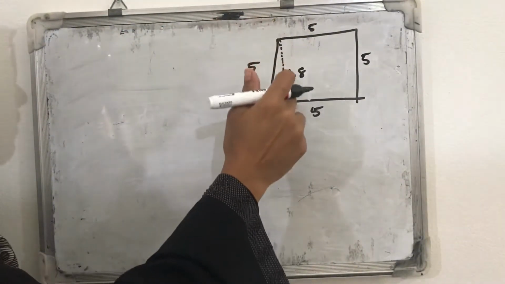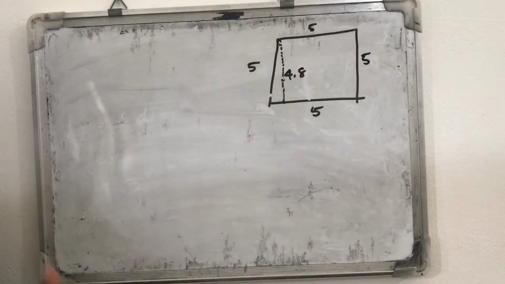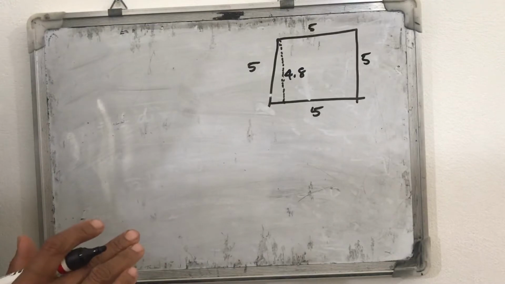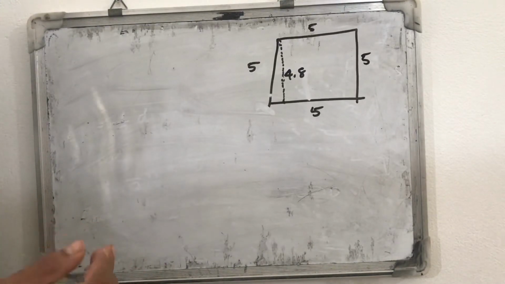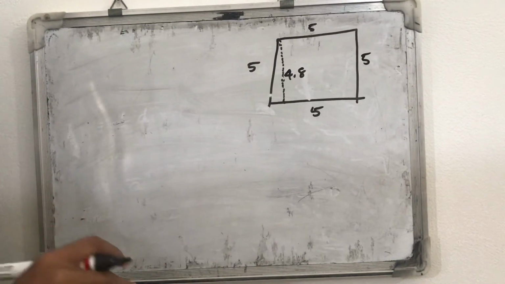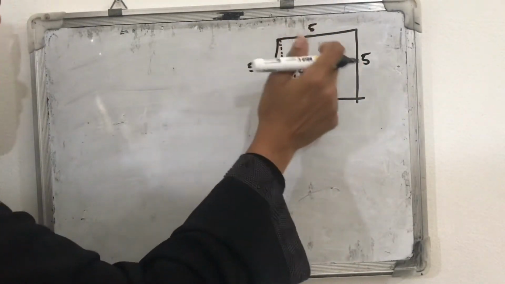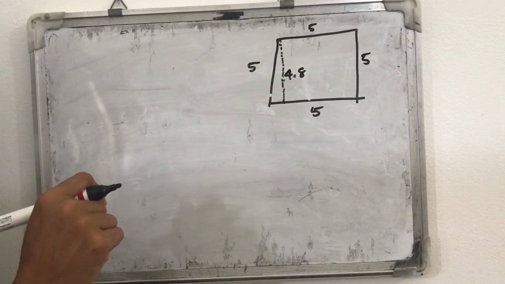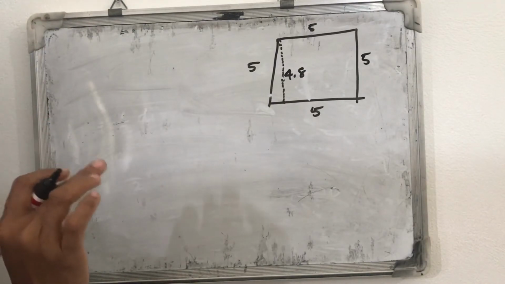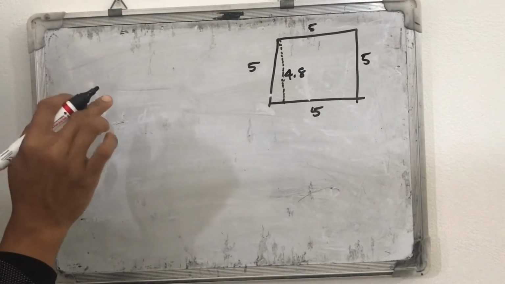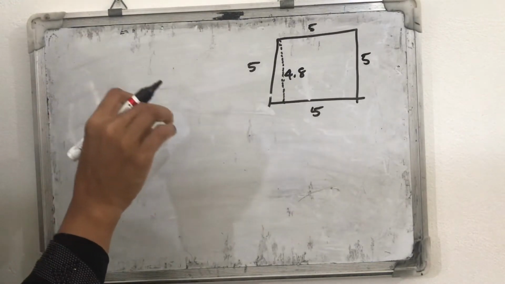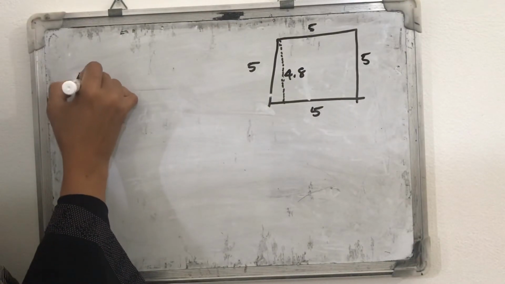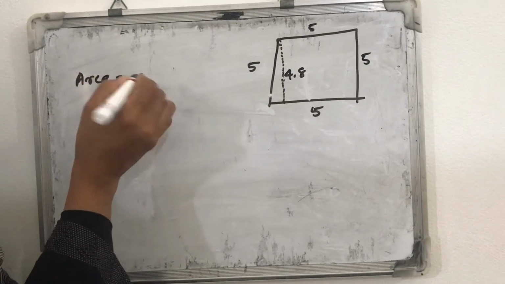Here height is given and one side is given. So we know all rhombuses are parallelograms. So using the equation of area of a parallelogram, first we can find out the area of this rhombus. What is the equation of area of a parallelogram? Base into height. So the same equation we can use for finding the area of a rhombus also. So area equals base into height.